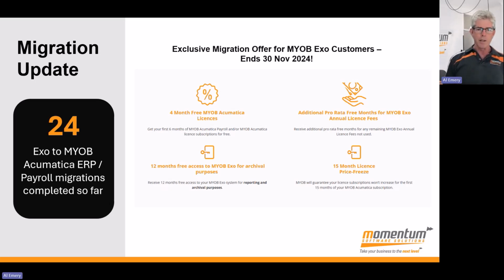So whilst there's commonly CPI increases to all software, people who elect to sign up for MYOB Acumatica before the end of this month would have a 15-month price freeze. So small reminder, most people already know it, but we still have a number of EXO customers who need to make that decision fairly quickly.